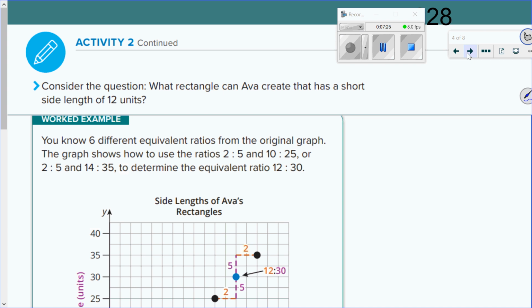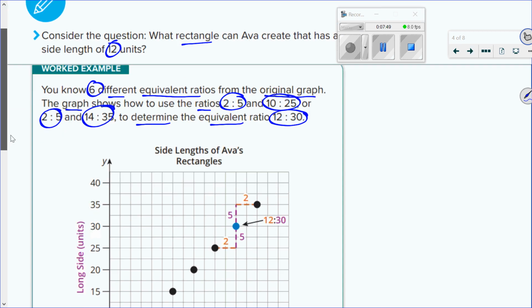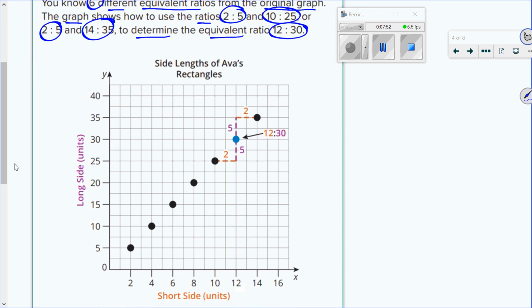Okay, consider the question. What rectangle can Ava create that has a short side of 12 units? So, you know 6 different equivalent ratios from the original graph. The graph shows how to use the ratios 2:5 and 10:25, or 2:5 and 14:35 to determine the equivalent ratio of 12:30. So in other words, what I'm doing is using the fact that my ratio is 2:5. For every 2 I'm going over, I'm going up 5. Does everybody see that? It's literally right on your axes.